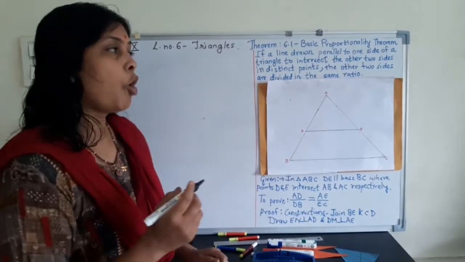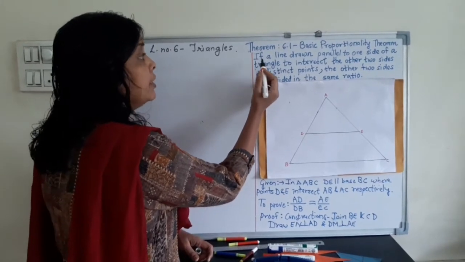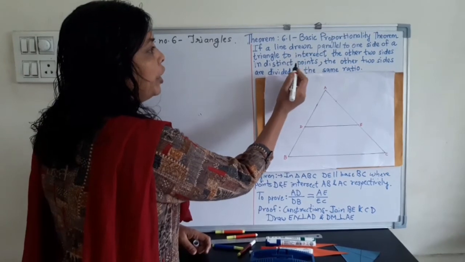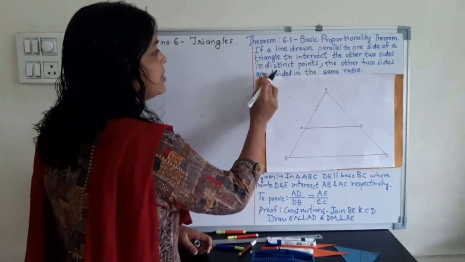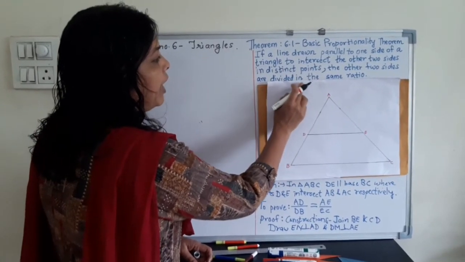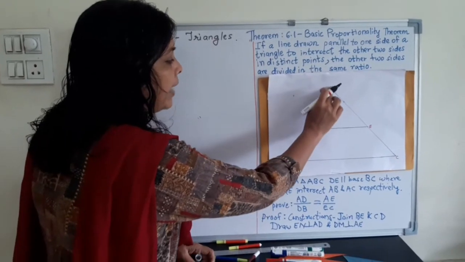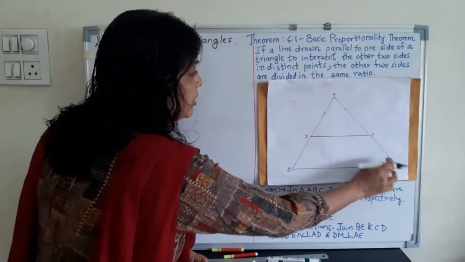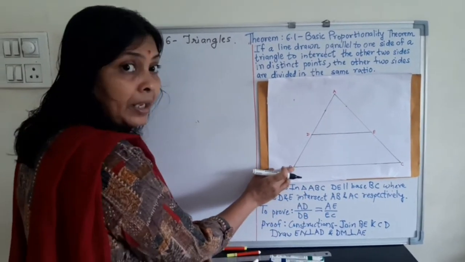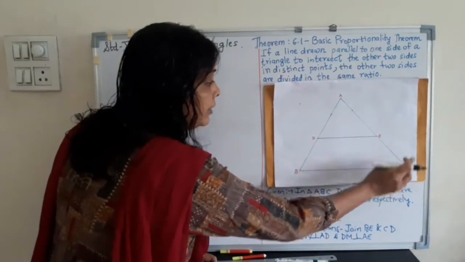Already we have read what the basic proportionality theorem is. Now let's understand what it is. If a line is drawn parallel to one side of a triangle to intersect the other two sides in distinct points, the other two sides are divided in the same ratio. What does it mean? You can see here the triangle ABC. Now BC is the base, one side of the triangle. Then the other two sides are AB and AC.